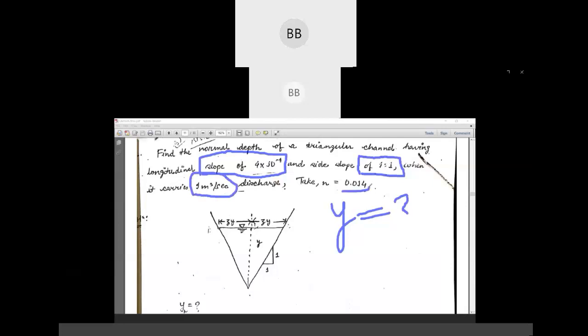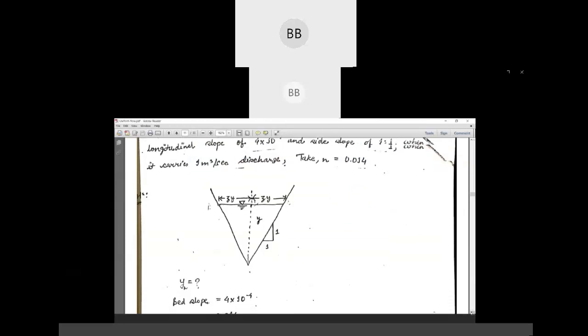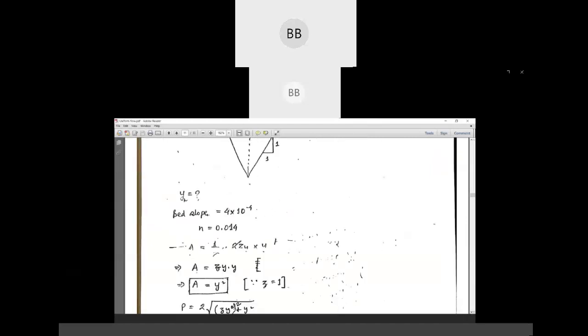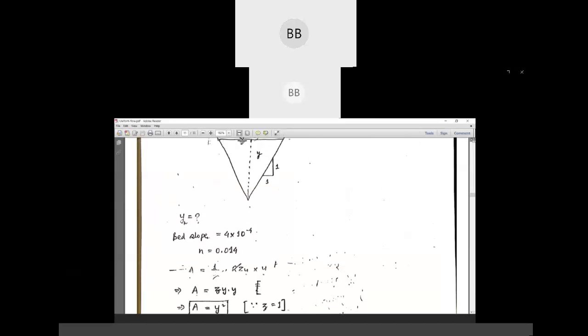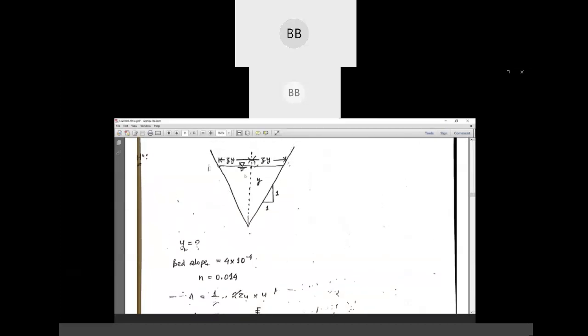And we have been given Manning's N. So kindly try to solve. Slope is given, so depth of flow we need to calculate. Bed slope is given, N is given. So first you use the area equation, half into base into altitude.